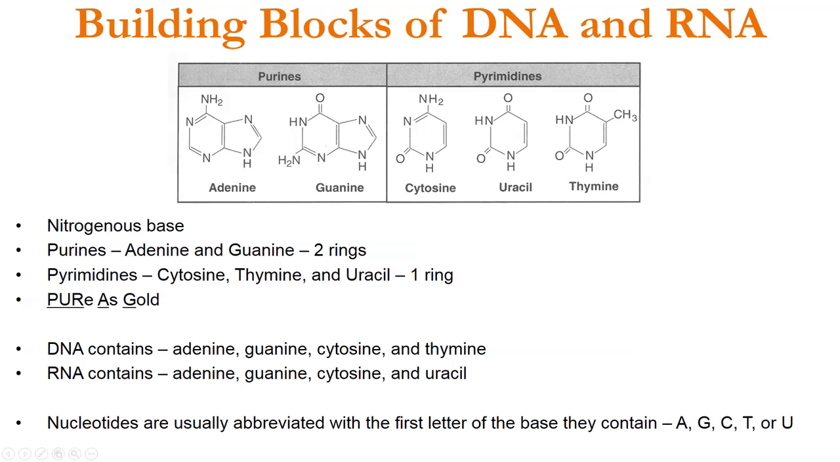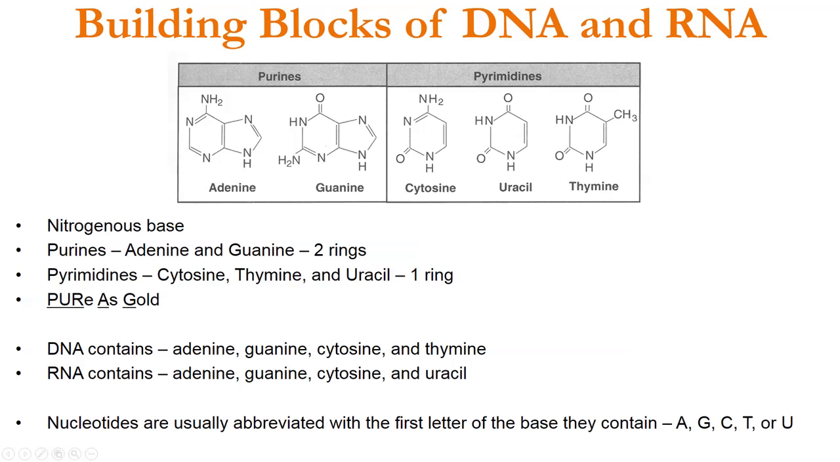Once again, DNA and RNA have the same nitrogenous bases with the exception that DNA has thymine and RNA has uracil. And really, if you look at the difference between uracil and thymine, there's not that big of a difference. You just have an extra methyl group. And that's going to be important in a later slide when I talk to you about transfer RNA.